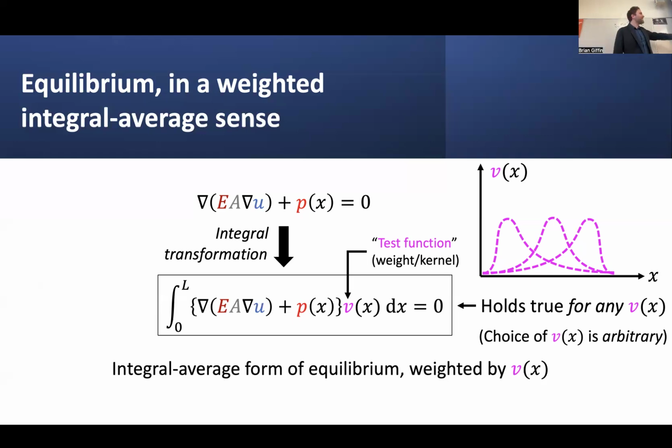We've transformed this statement of pointwise satisfaction of equilibrium into an equivalent integral average statement of equilibrium that has to be satisfied for any particular choice of this test function. Another way to interpret this is that we could take any arbitrary collection of these material points, and the sum of the forces applied at each one of these points, sampled from a different subset or collection of those points, always has to be equal to 0.